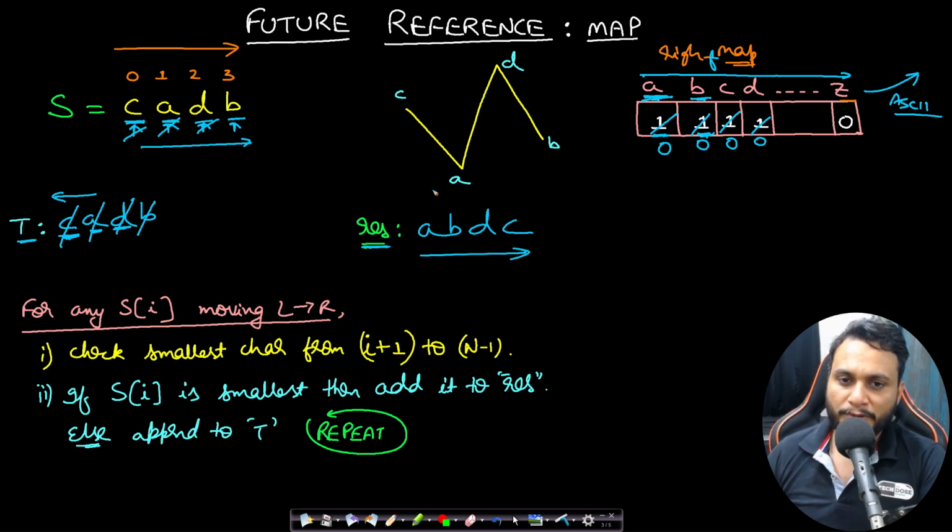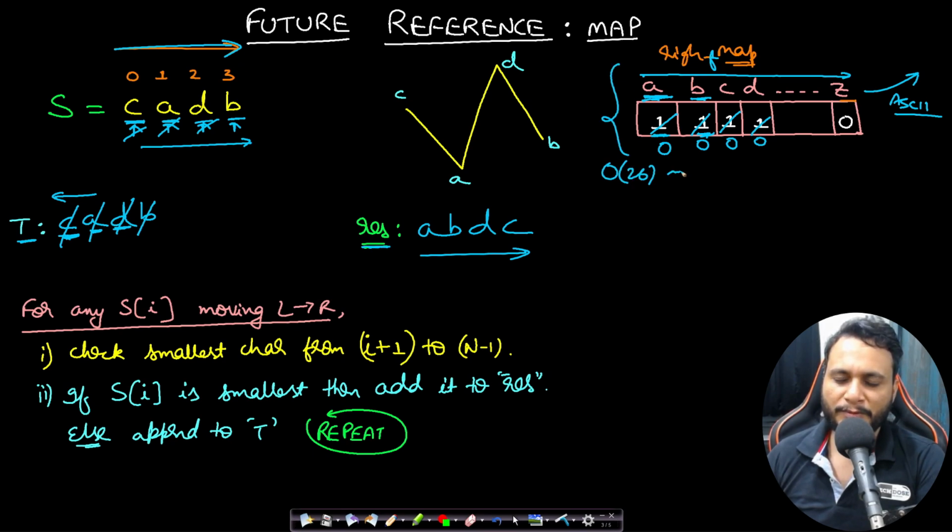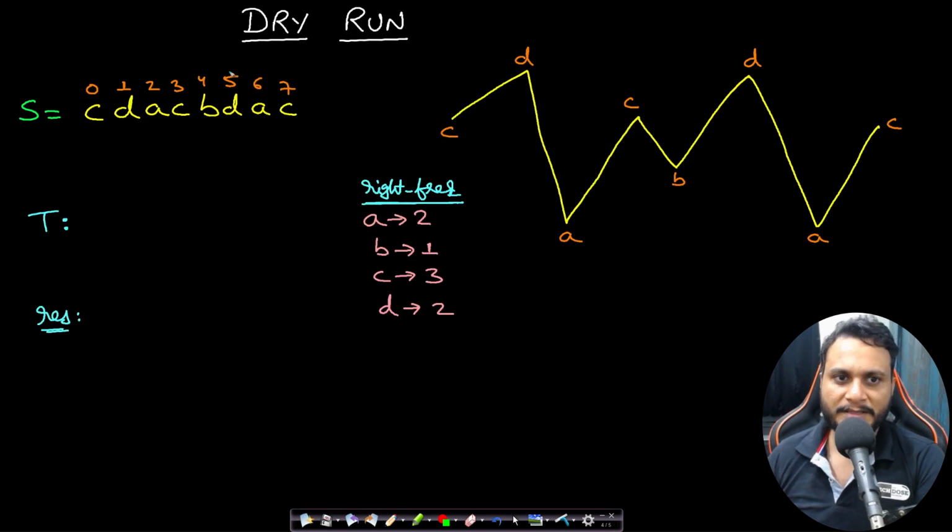So this is how you can maintain for any character what is the smallest character on the right hand side by doing a lookup on this entire map in order of 26 time, which is equivalent to order of 1 time, right? Because this array size is 26, and you can build the lexicographically smallest string. So I think the future reference technique is clear.